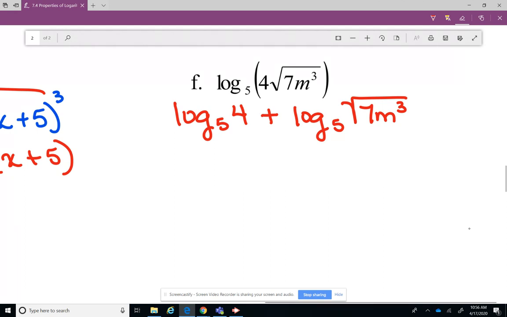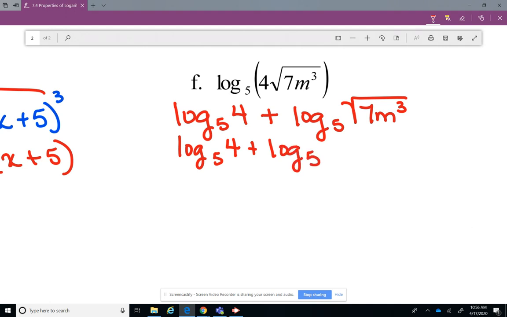Remember, if we did square root earlier, we did the square root of x, that really equaled x to the 1/2. Okay, so recall that because we're going to do kind of the same thing. So let's just rewrite here. Log base 5 of 4 plus log base 5 of, now we're going to take that 7m to the third and we're going to put it to the 1/2. Okay, because the square root equals the exponent of 1/2.